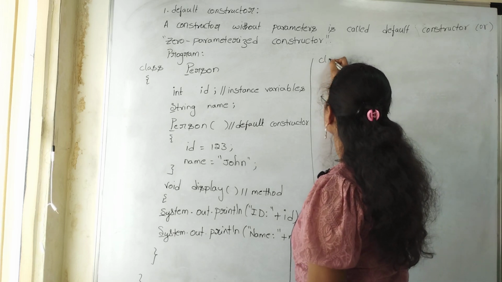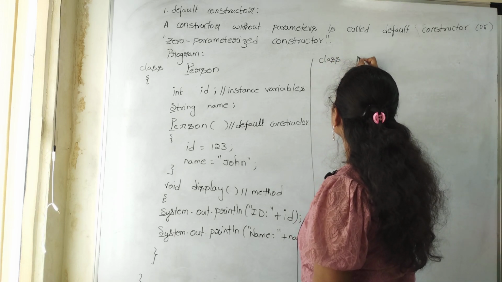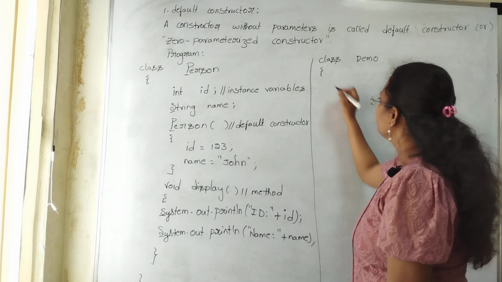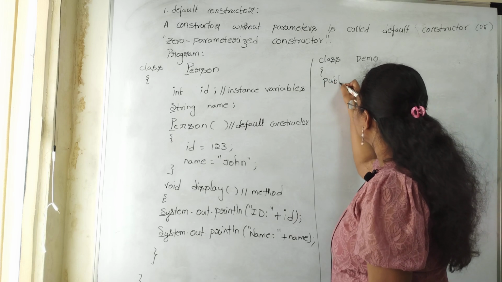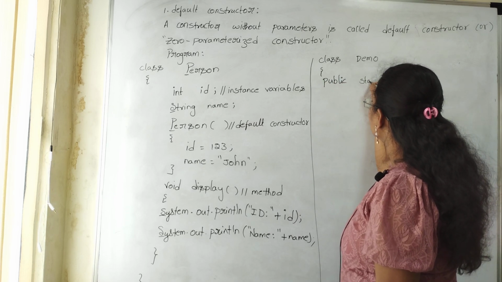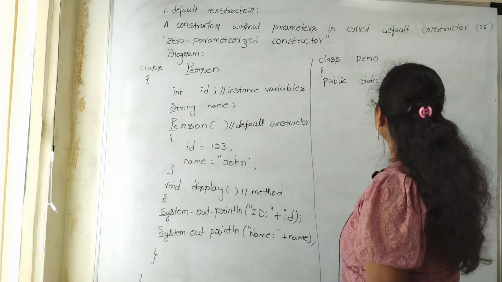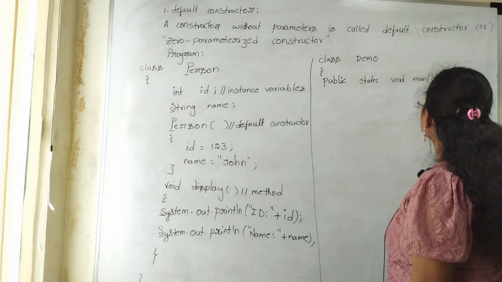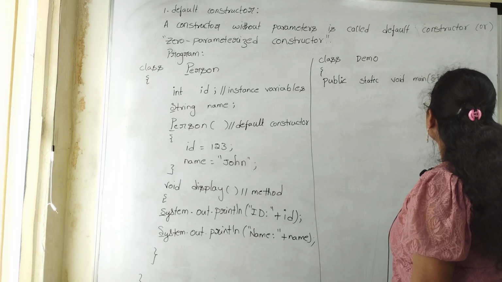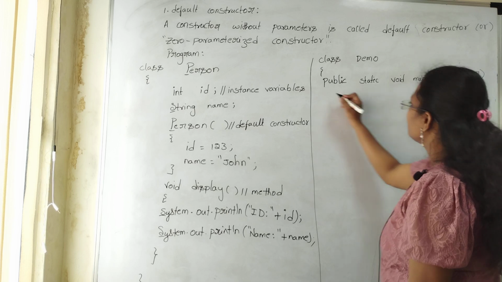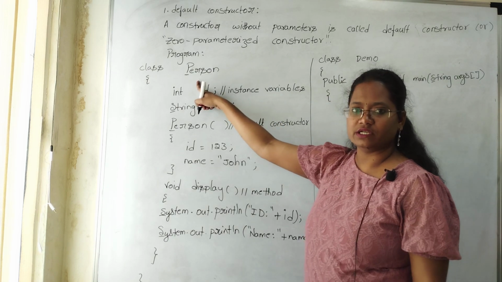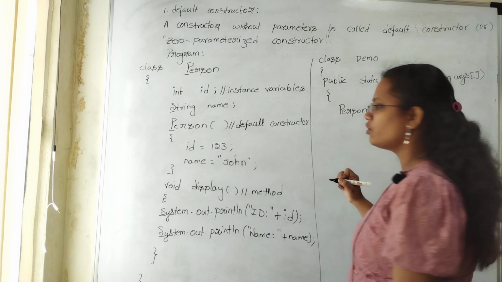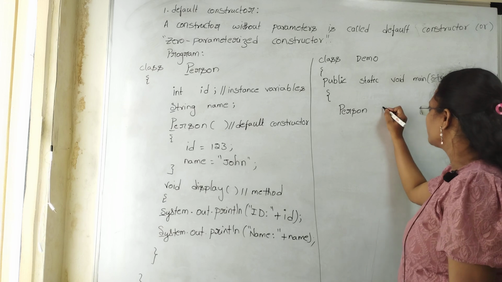Now I have taken some class demo. Okay, you need to write down the main method. So I was writing public static void main of String args. You are writing the main method. Okay, now you need to create an object to this person class. So see here, person. You can create any object, P1, P or any object you can create.